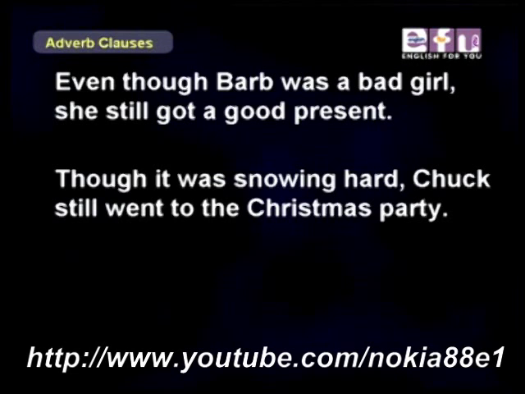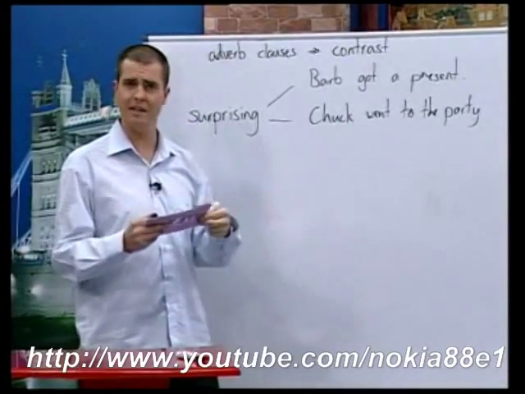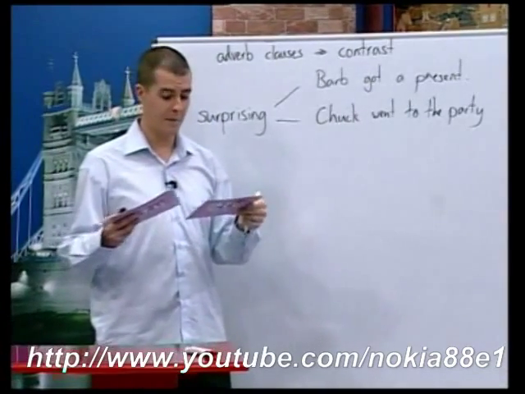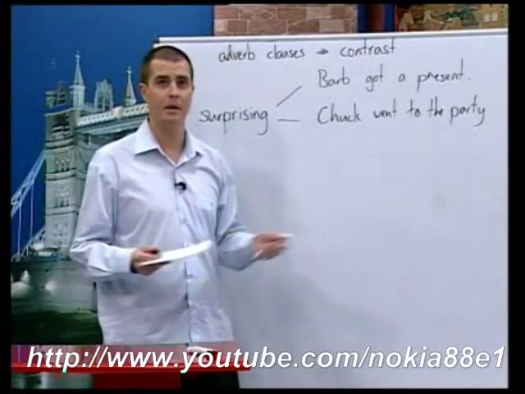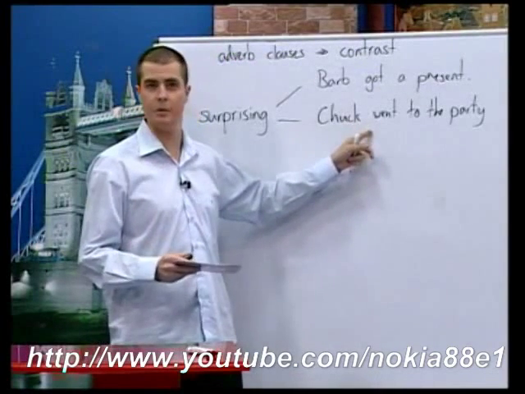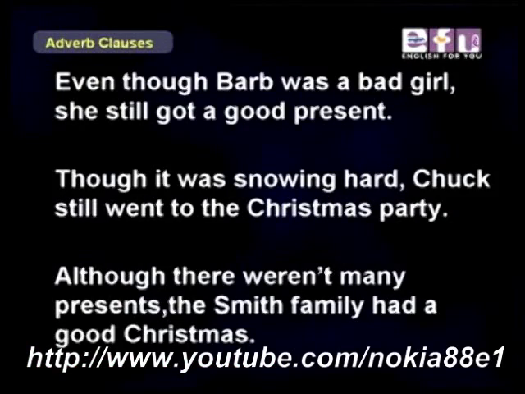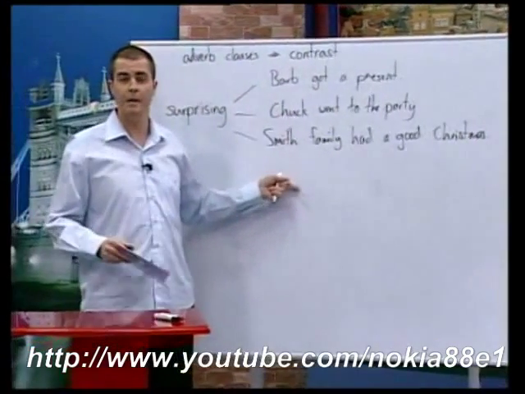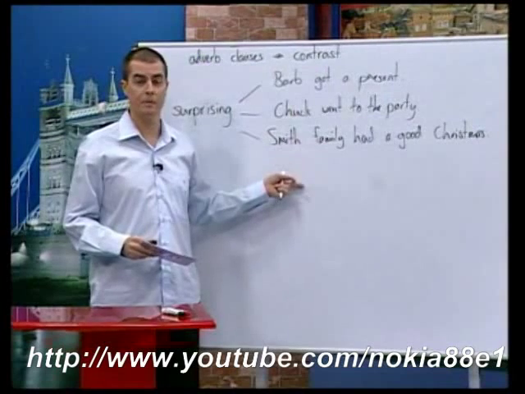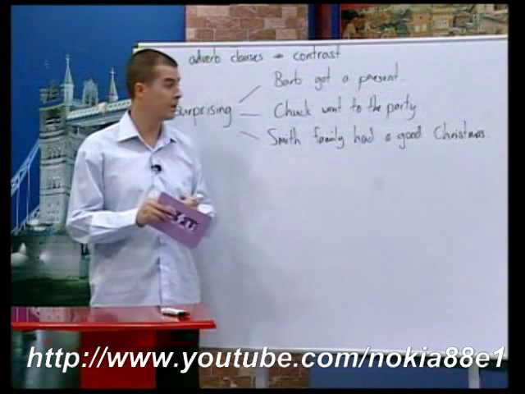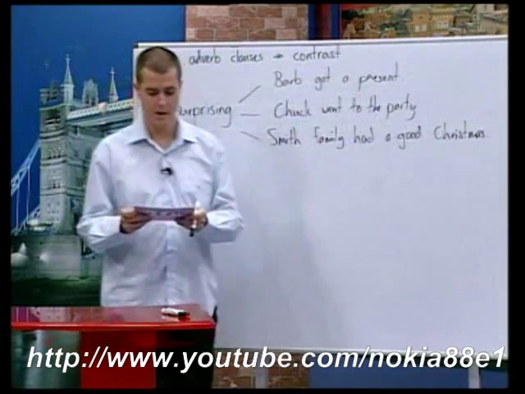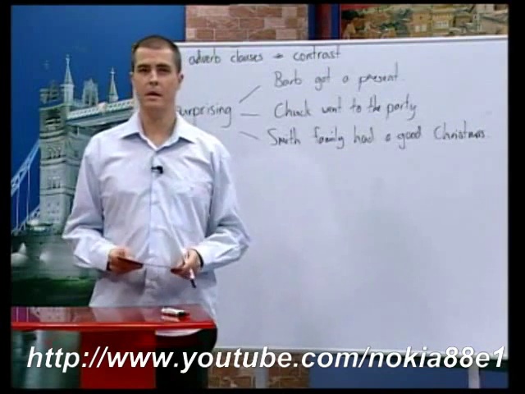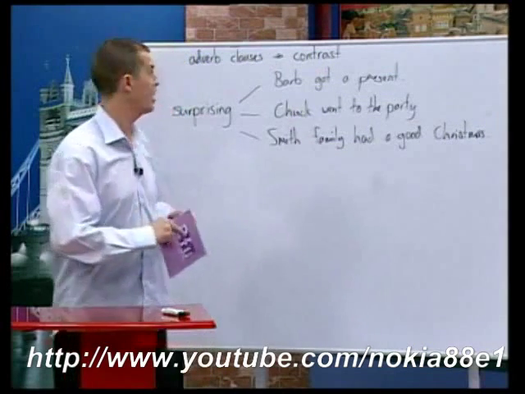In the second sentence, Chuck went to the party. This is surprising because it was bad weather, it was snowing hard, very bad weather. But Chuck went to the party. That's a surprise. And in the third sentence, the Smith family had a good Christmas. This is a surprise because there weren't many presents, but they still had a good Christmas.